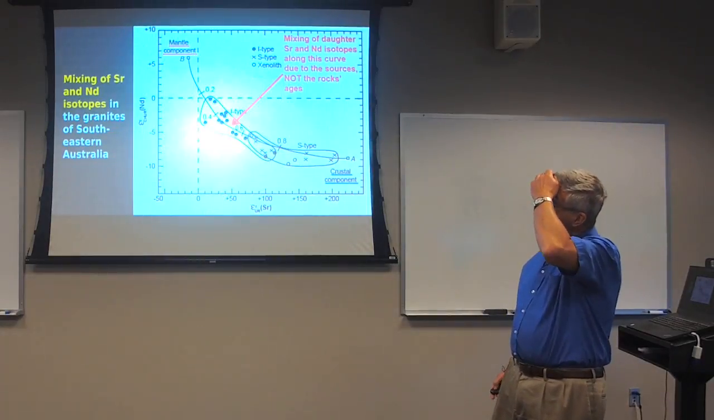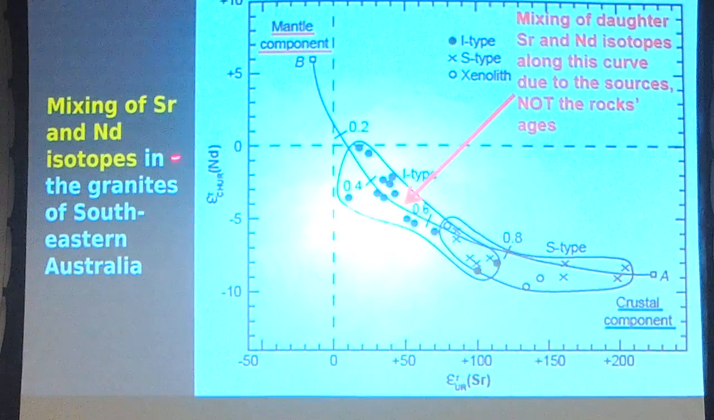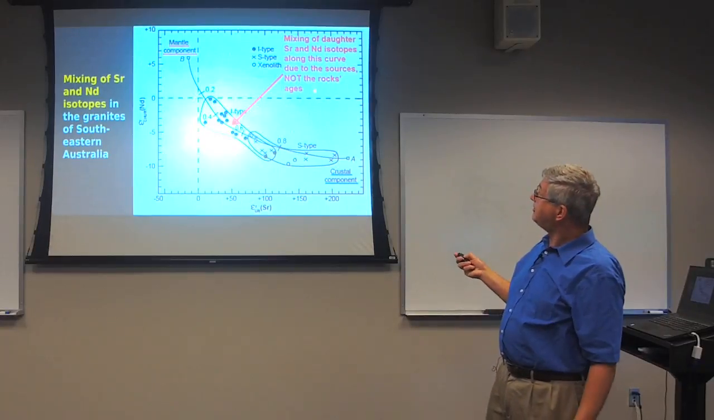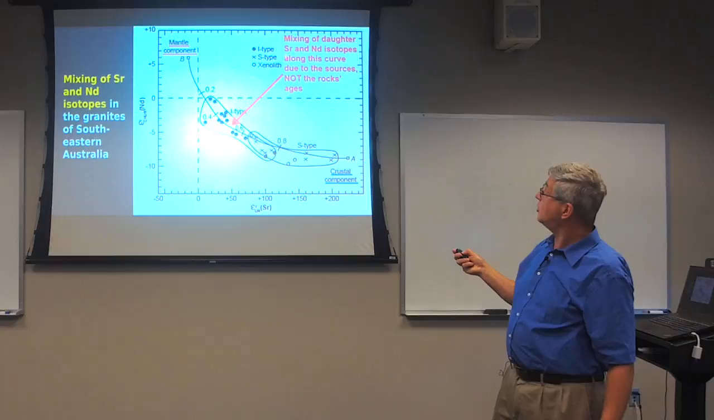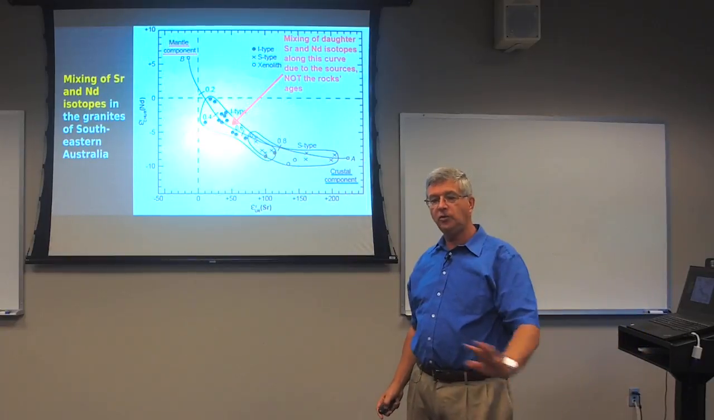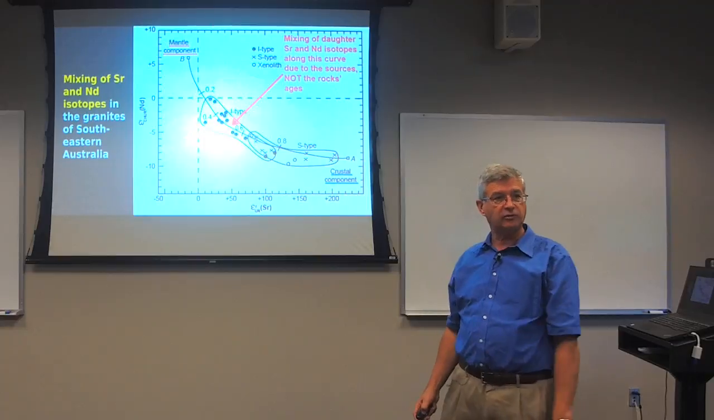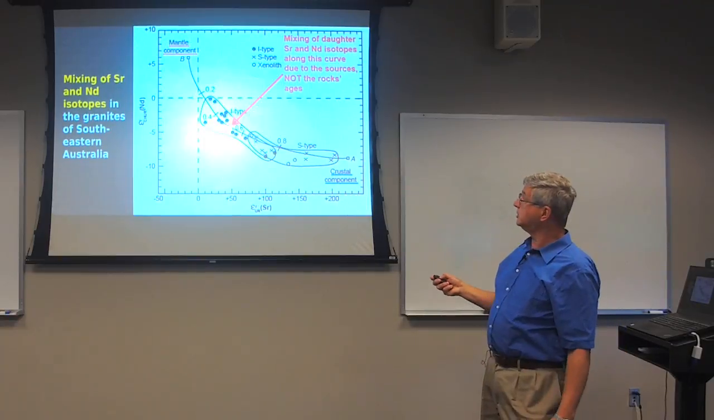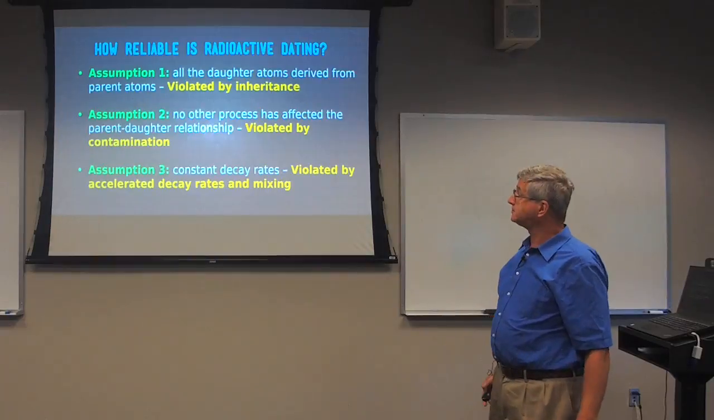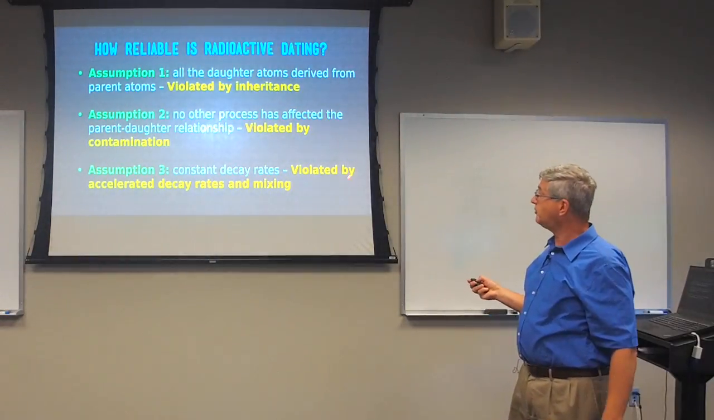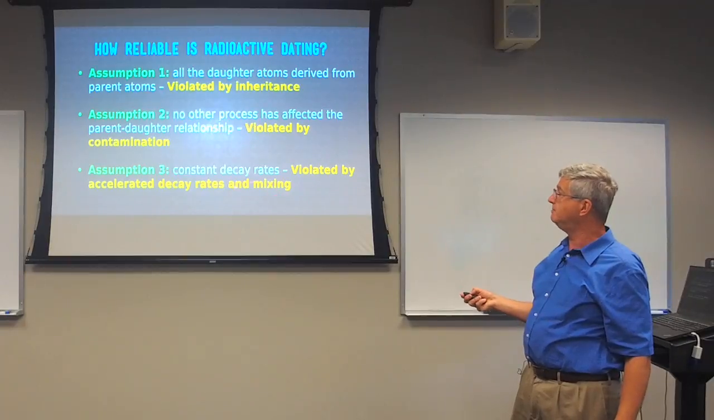Here's another example from the literature where you can take the strontium and neodymium isotopes in granites in southeastern Australia and show that they sit along a mixing line, which is a mixing of a mantle component in the granites and a crustal component. So this has nothing to do with the ages of the rocks, and yet strontium and neodymium are the end members of two radioactive decay clocks that are used to date these granites. And yet we can show that these daughters actually plot along a mixing line. So assumption number 3 is violated by accelerated decay rates and mixing.